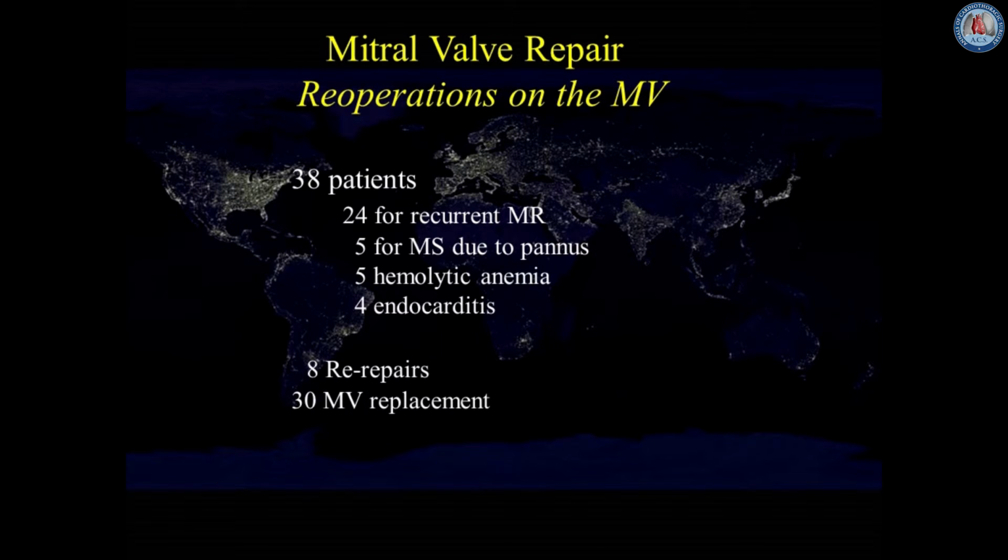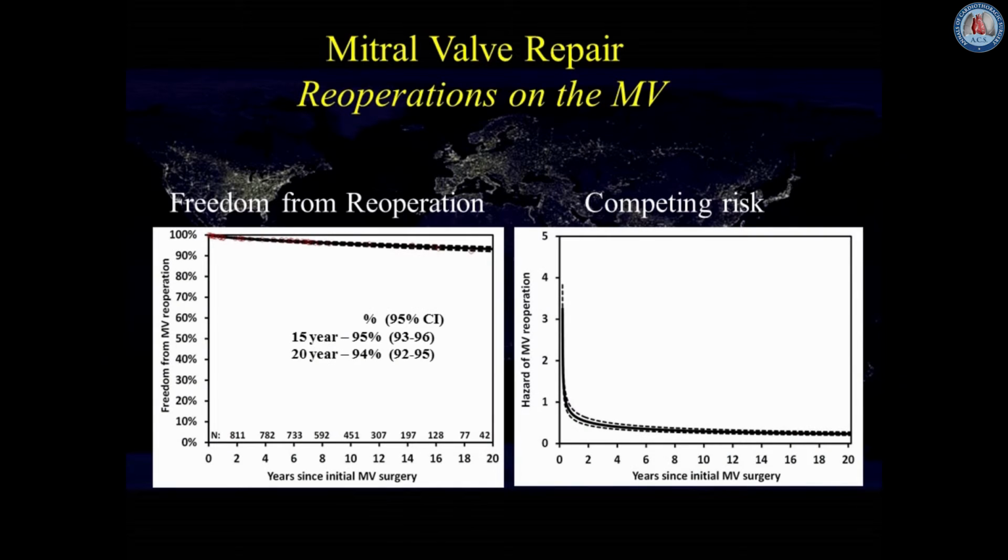38 patients required reoperation of the mitral valve during the follow-up. 24 for recurrent severe MR, 5 for mitral stenosis due to pannus, all of them on Durand rings, 5 for hemolytic anemia, and 4 for endocarditis. We were able to re-repair only 8 cases, usually patients in whom the operation was done in the first 5 years, and 30 patients required mitral valve replacement.